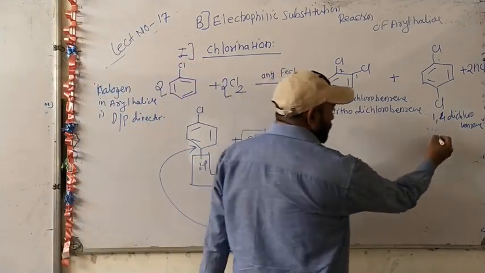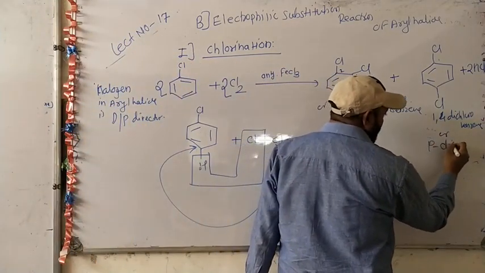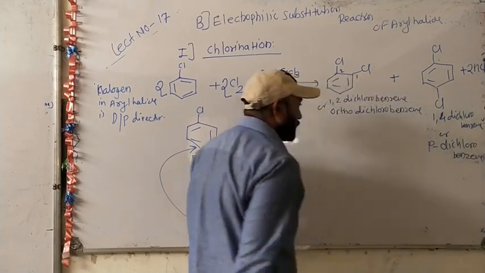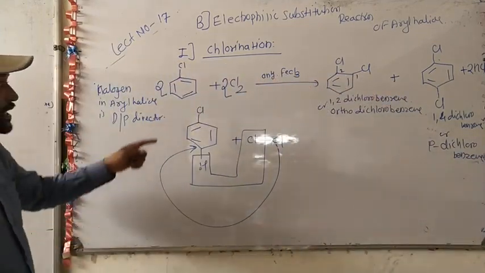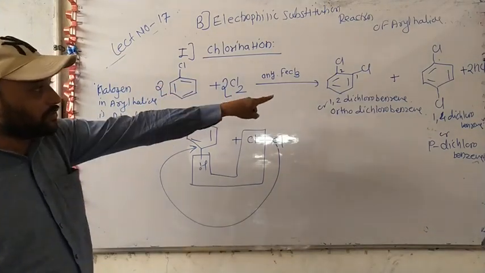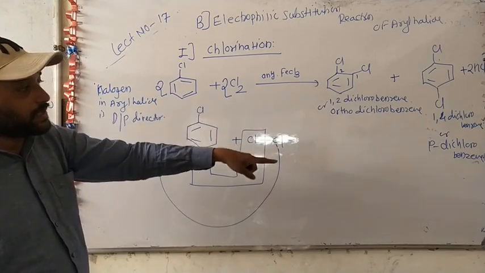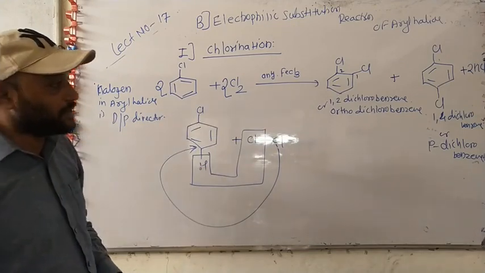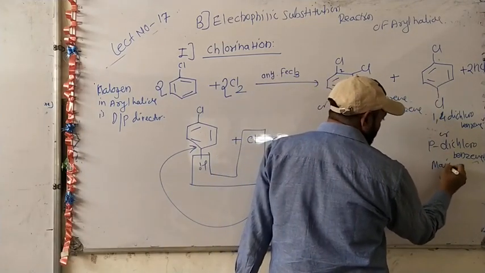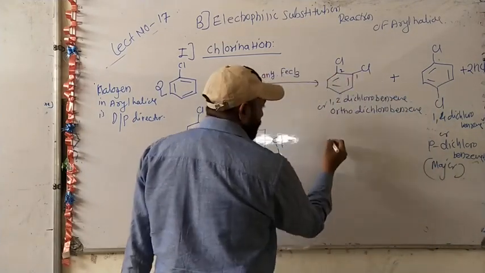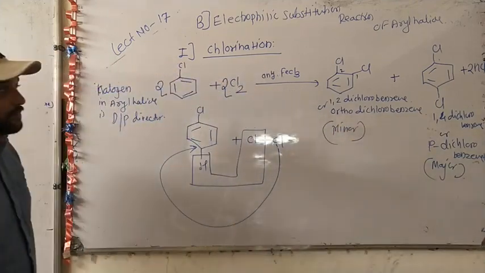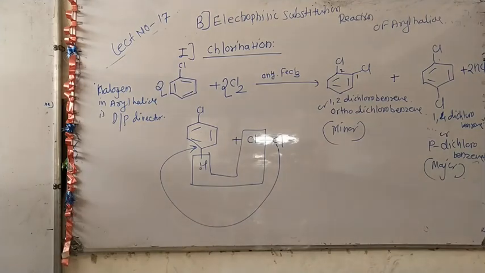Another name of this compound is para-dichlorobenzene. So electrophilic substitution reaction of chlorobenzene occurs at ortho position and para position. That's why we have two products, 1,2-dichlorobenzene and second 1,4-dichlorobenzene. Among these two, para is the major product and ortho is minor product. Para is the major and ortho is minor.